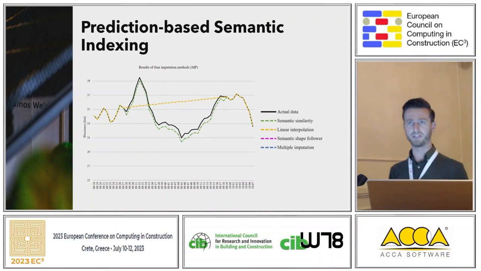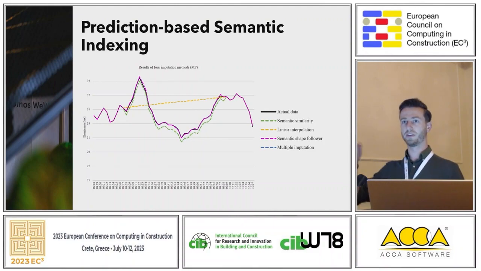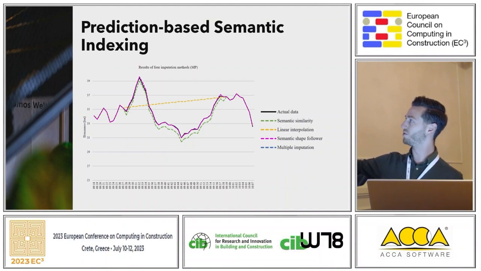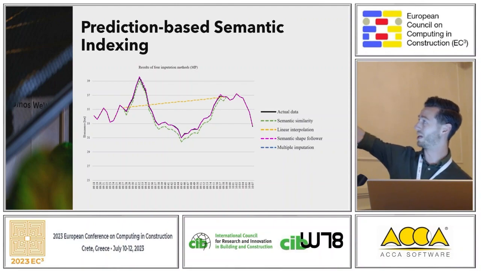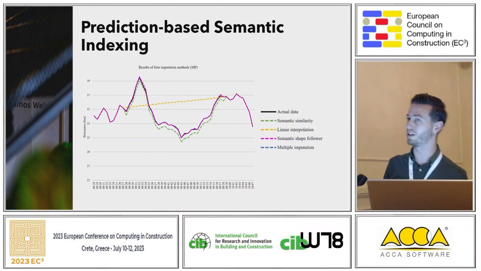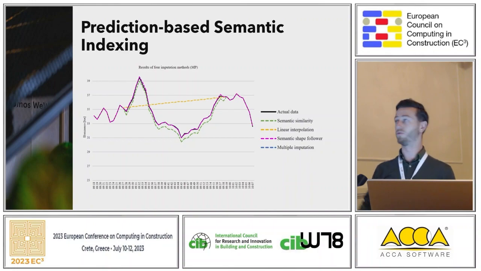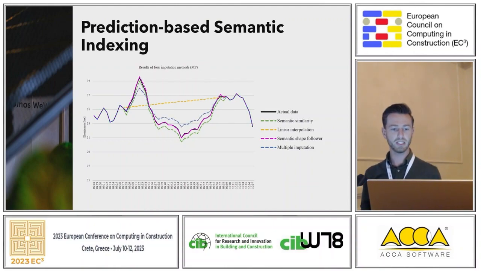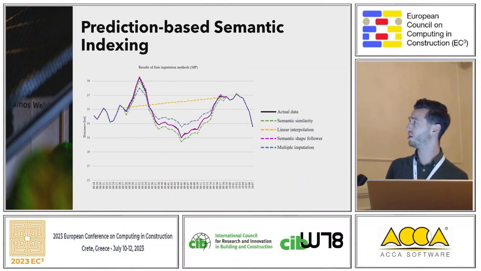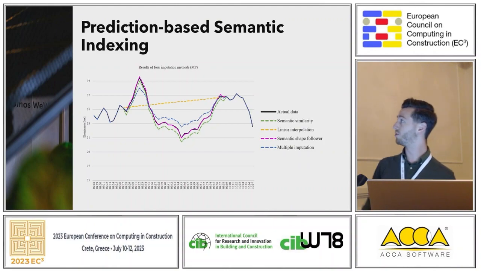Then we had the semantic shape follower method, where we used the deltas of sensor 2, so the changes in the sensor data, with the starting point of sensor 1, and you can see that the pink line almost exactly follows the actual data. So we don't know the data of sensor 1, but we can model it through the data of sensor 2. And we had multiple imputation. That was very bad because we combined the 3, but that was very bad due to the linear interpolation.